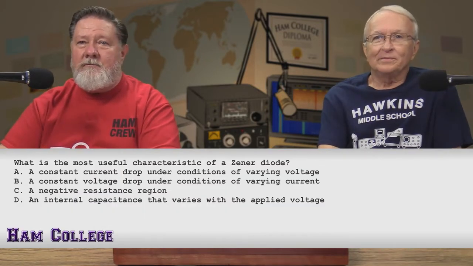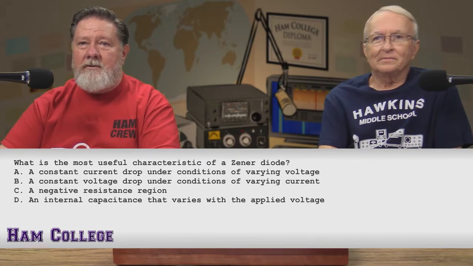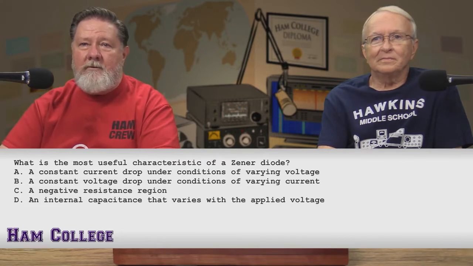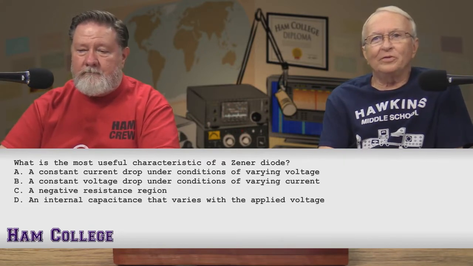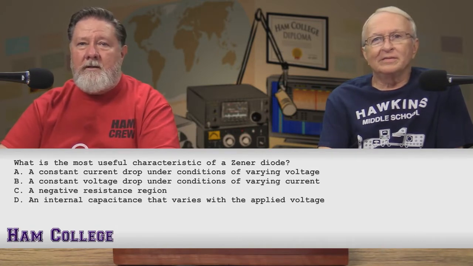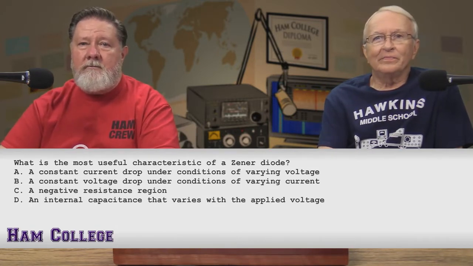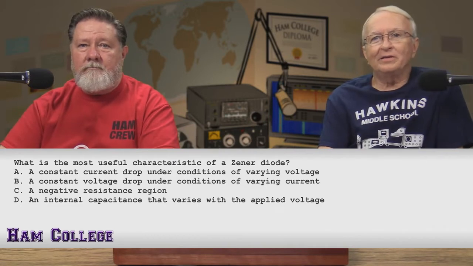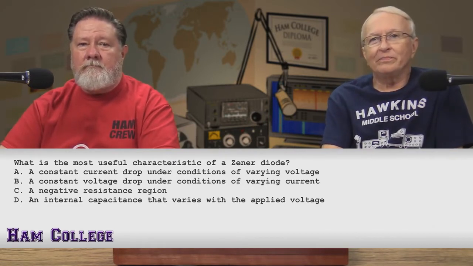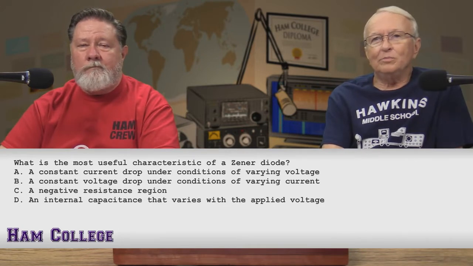What is the most useful characteristic of a Zener diode? A, a constant current drop under conditions of varying voltage. B, a constant voltage drop under conditions of varying current. C, a negative resistance region. Or D, an internal capacitance that varies with the applied voltage. What is the most useful characteristic of a Zener diode?